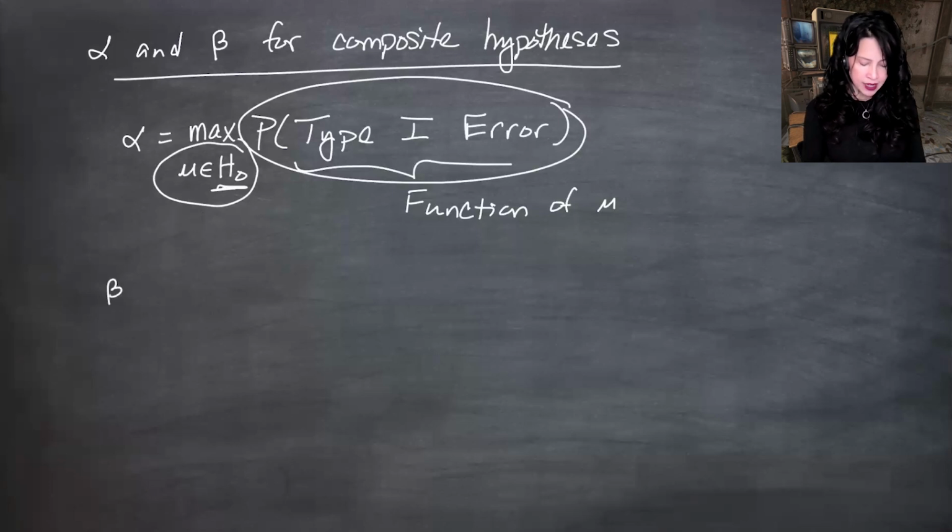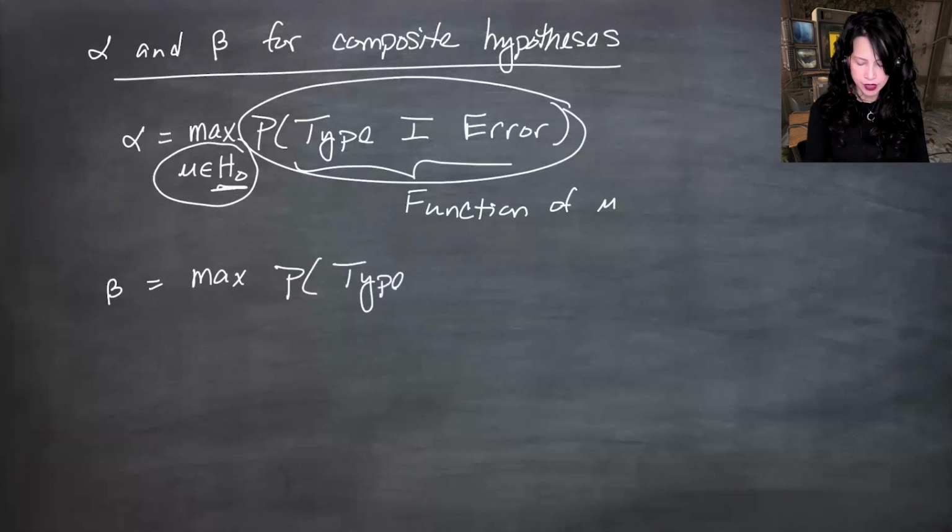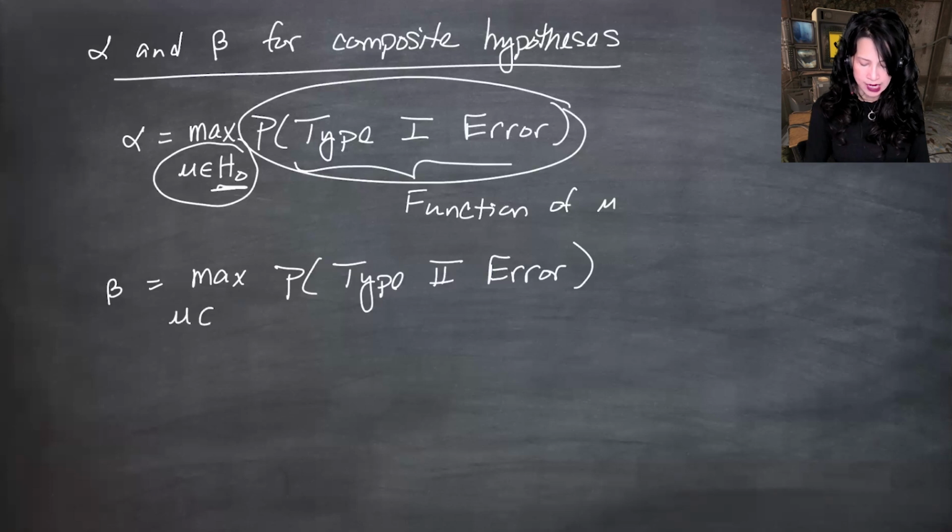The beta, this will make more sense when I do examples because I really haven't set up the notation for this very well, is going to be the maximum probability of making a type 2 error. And this maximum is going to be taken over all mu's in the alternative hypothesis.